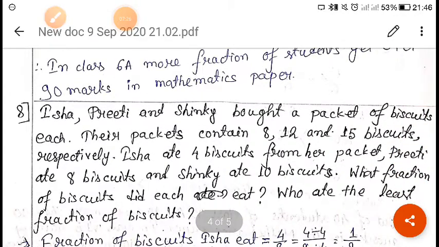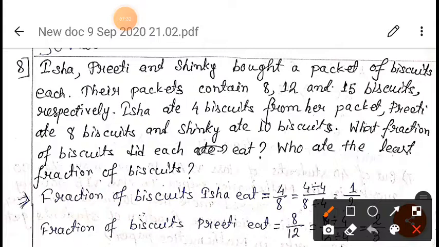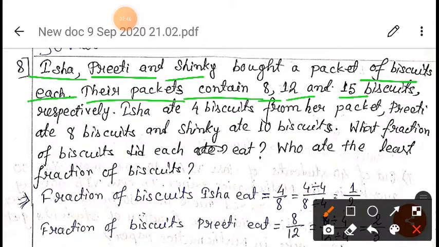Now next is, there are 3 students, Isha, Preeti and Sanki. They bought biscuits. Okay, and their packets contain 8, 12 and 15 biscuits respectively. Now in that, Isha ate 4 biscuits. Since Isha was having 8 biscuits, and from 8 she ate 4.